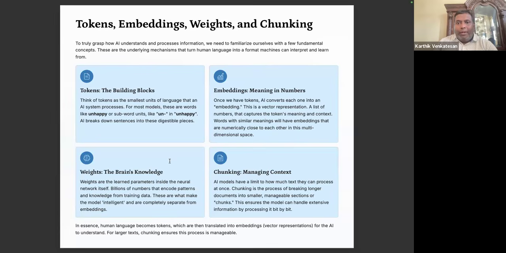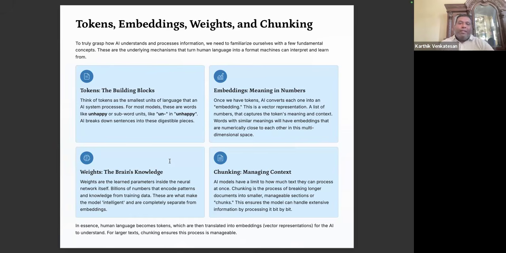I'll give an example of how similar words like synonyms are stored with numbers close to each other, and words that are completely irrelevant to each other are stored far away with a different set of numbers.